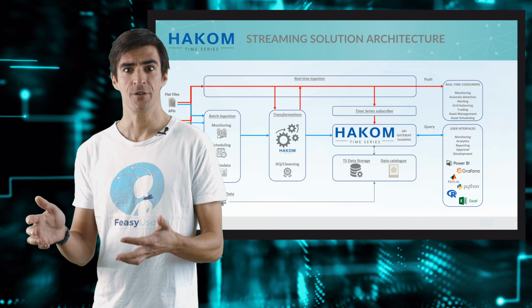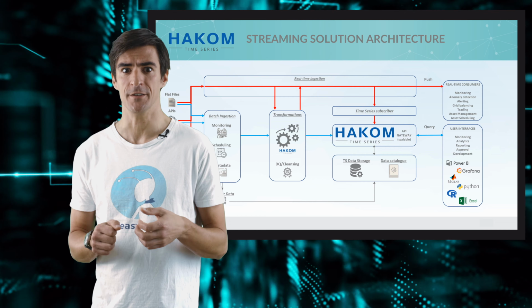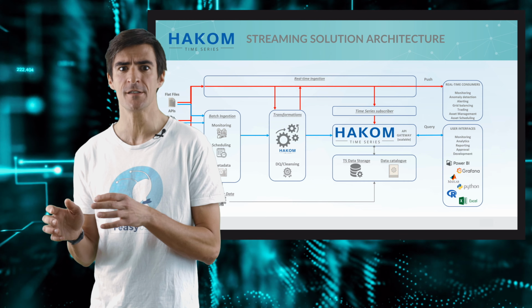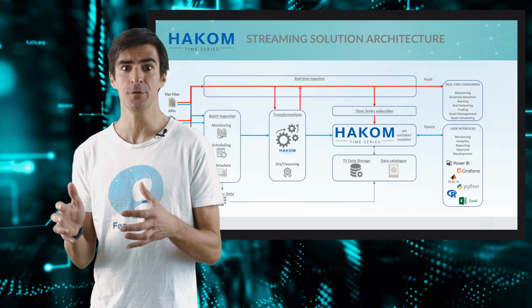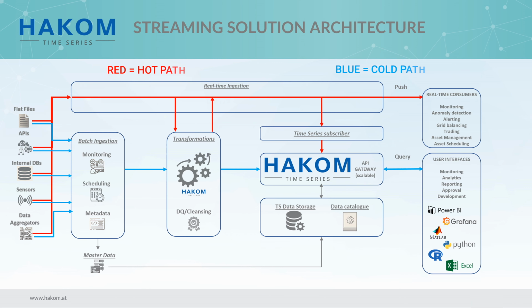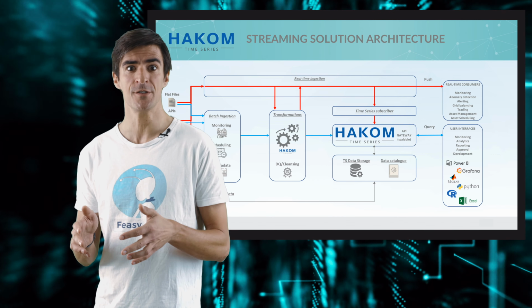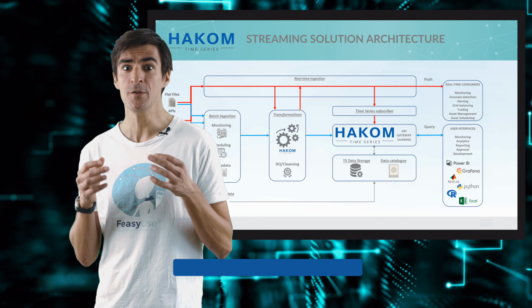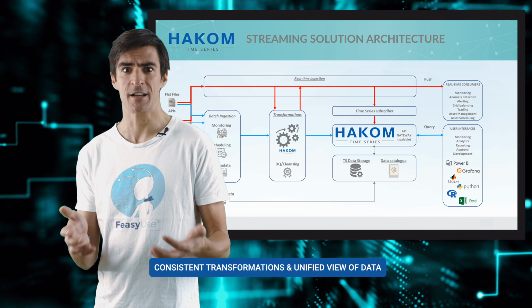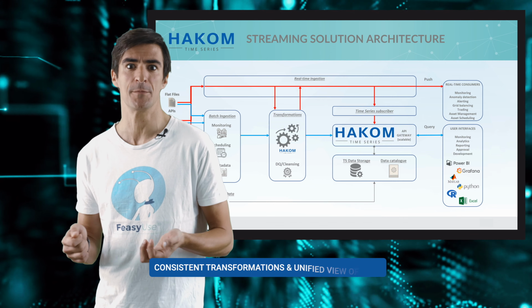And now for a conclusion, we can put the two paths back together and realize the very same components can fulfill their roles over two different paths, the hot path of data streaming as well as the cold path for batch processing. This gives you a lot of flexibility in deploying the services in a range of scenarios without having to reinvent the wheel or develop the same functionality twice. This ensures that transformations are consistent and that there is a unified view of the data, which is exactly what we want to achieve with a universal time series fabric.